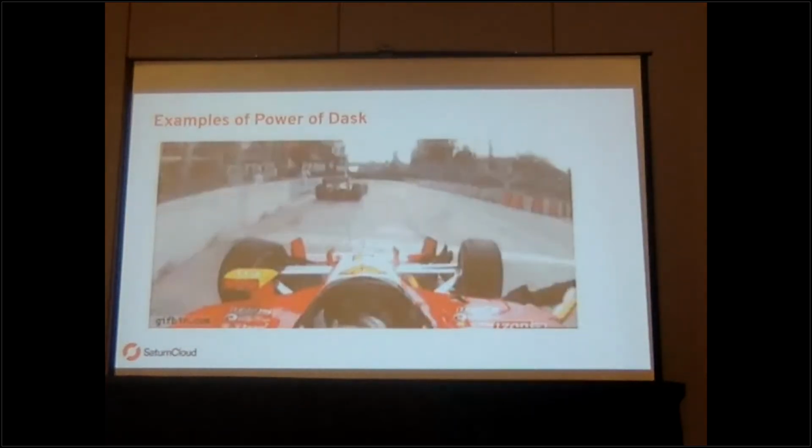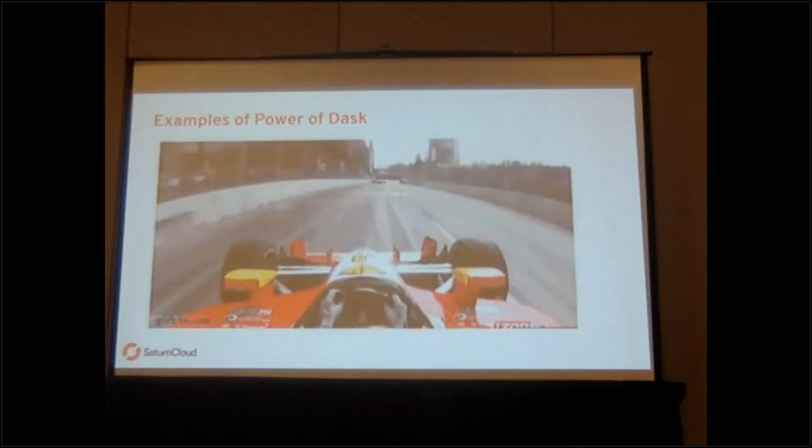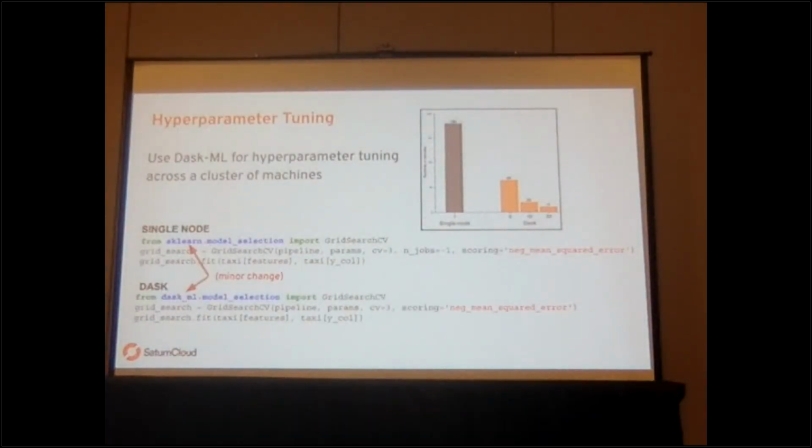Okay, so now let's see some examples which will tell us how powerful Dask is. The first one is hyperparameter tuning. Hyperparameter tuning in general on a single node can take a couple of hours. I have two codes here, one is single node and another one is Dask. I'm doing hyperparameter tuning here using GridSearchCV. If you look at the syntax, it is all the same. There is not much difference in the syntax.